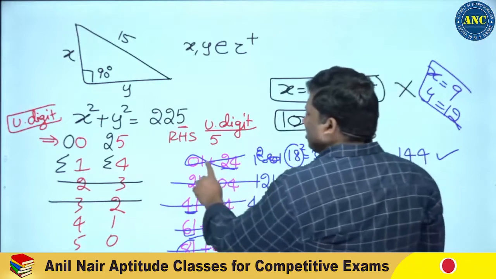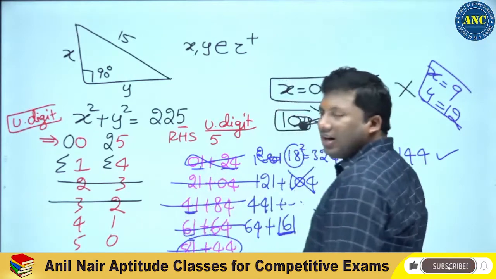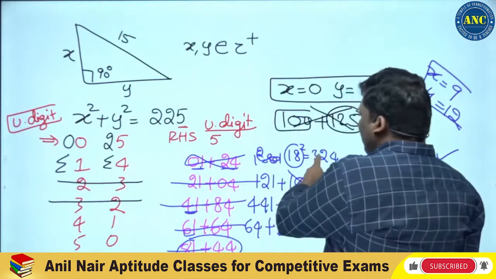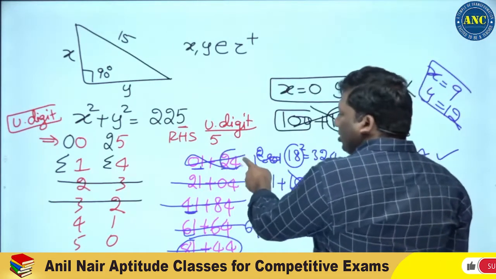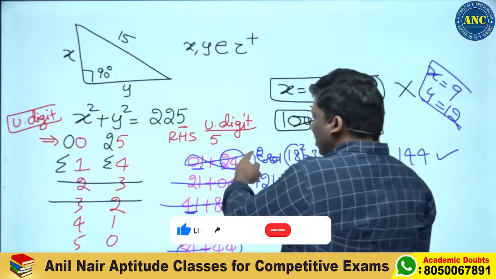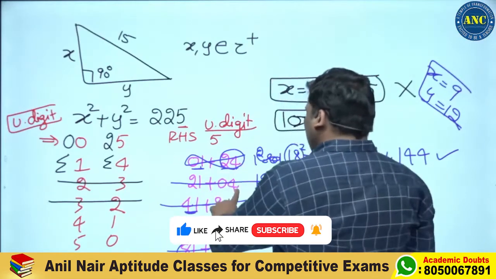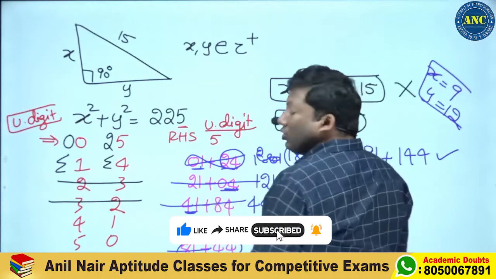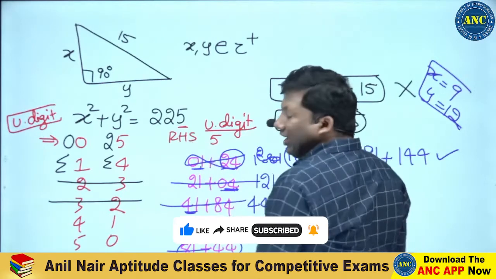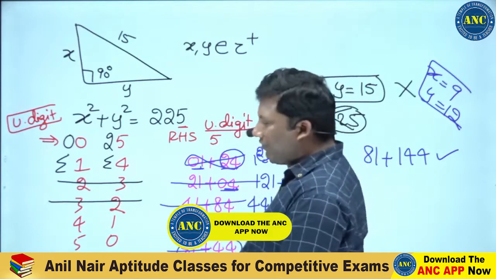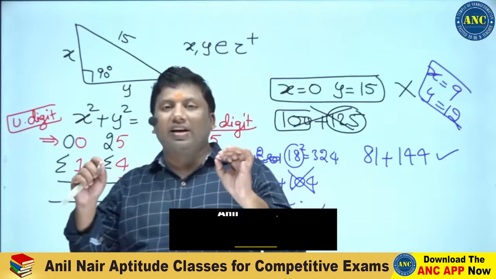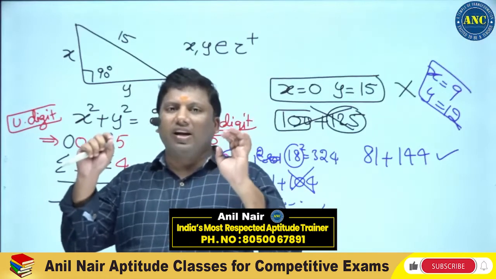What I did: what is the smallest number on square? I will get 1. 1 square is 01. So 1 plus 320 is not possible. What is the smallest number on square? I will get 24: 18 square is 324. First case not possible. Smallest number on square, 2 square, 04. So 2 square is 4, leaving 221. 221 is not a perfect square. I did all the cases. I hope the idea is very, very clear to you.